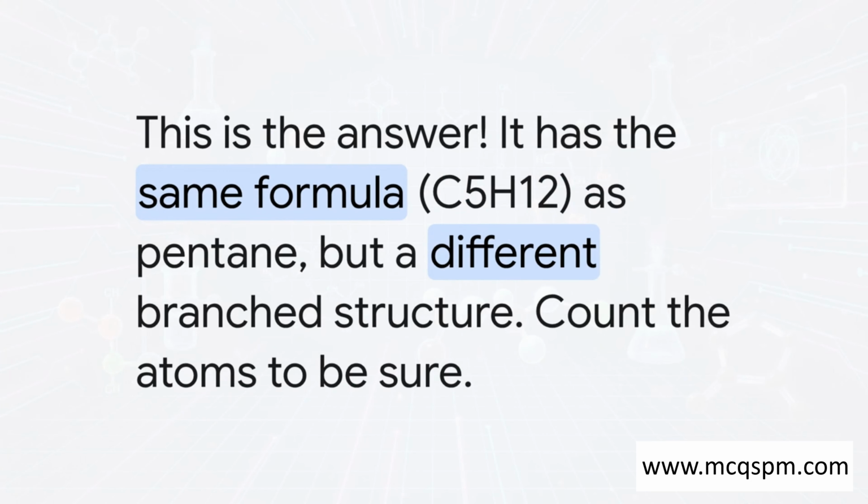So for this one, the answer is 2,2-dimethylpropane. Why? Well, if you count them up, it has 5 carbons and 12 hydrogens. Pentane also has 5 carbons and 12 hydrogens. The formula C5H12 is exactly the same. The only difference is one's a straight chain and the other is this more compact branched molecule.